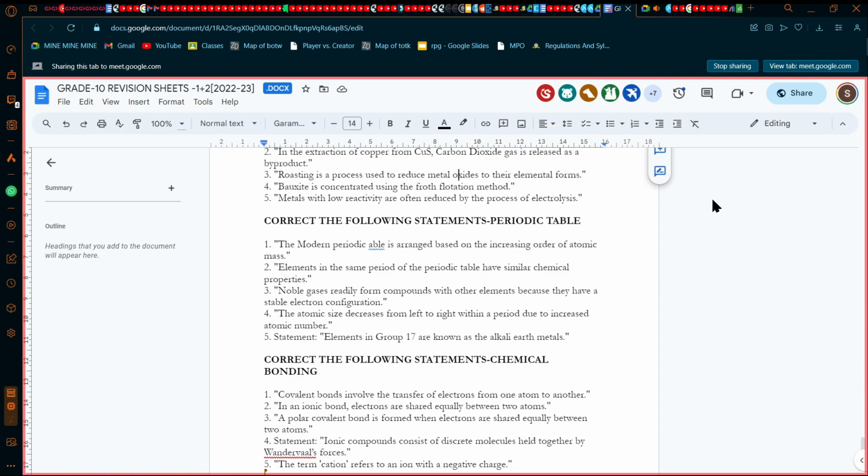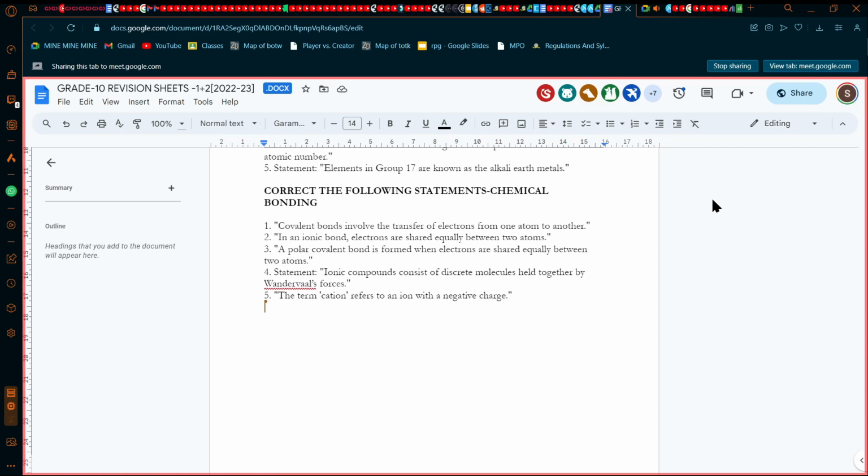Wait, okay, skip the periodic table, do chemical bonding, please. I need to. Covalent bond. Ionic bond, okay. In a covalent bond, electrons are shared between atoms.